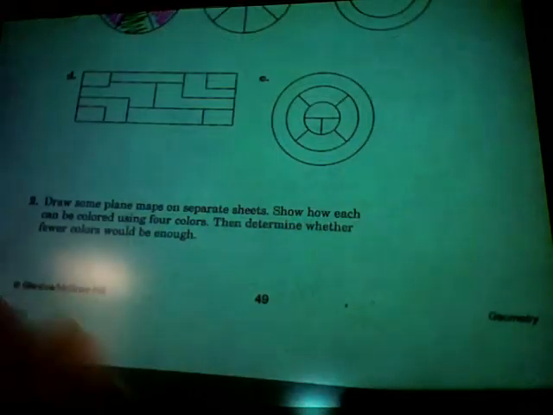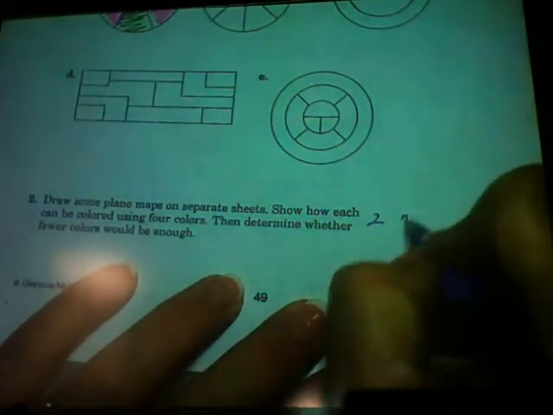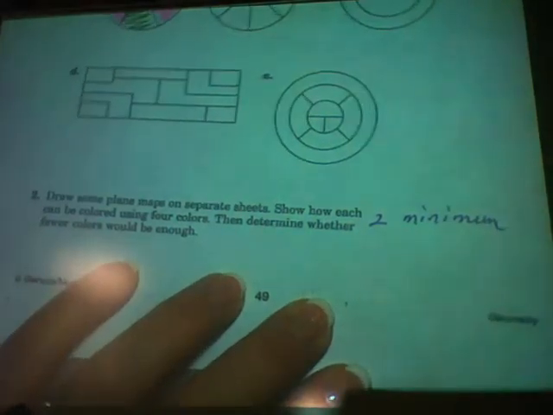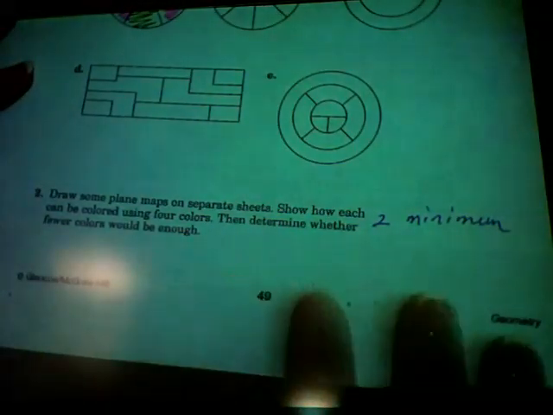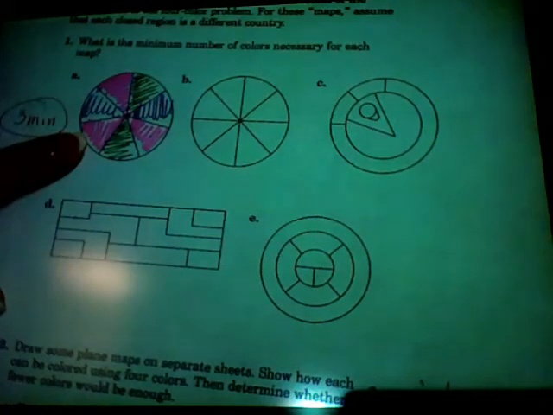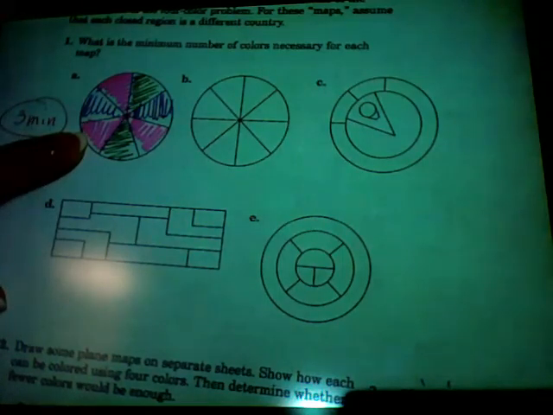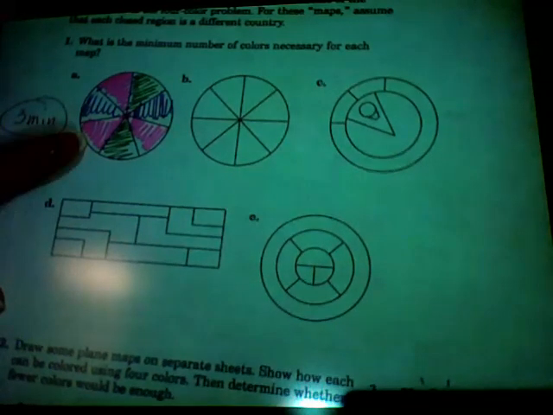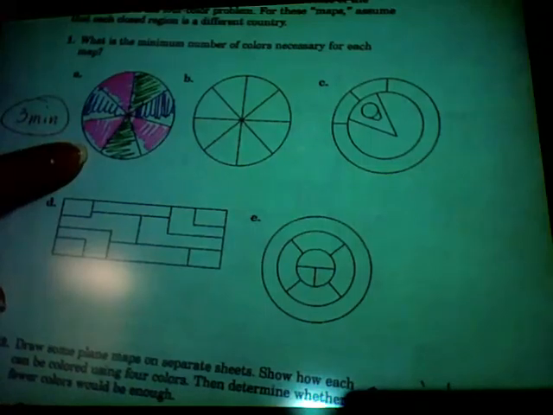But here, I just need you to do 2. So I'm going to, for here, do 2 minimum to finish this question. Not 2 minimum of color, but 2 minimum. And then you have to use 4 colors, and then determine if you could have used fewer colors. Like, for instance, on A, could I have used 4 colors? Definitely. The question is, could I use fewer? And here I did. I proved that I could use fewer. So it's kind of fun. This back part is due Friday, so I'll give you a couple of days to work on it.